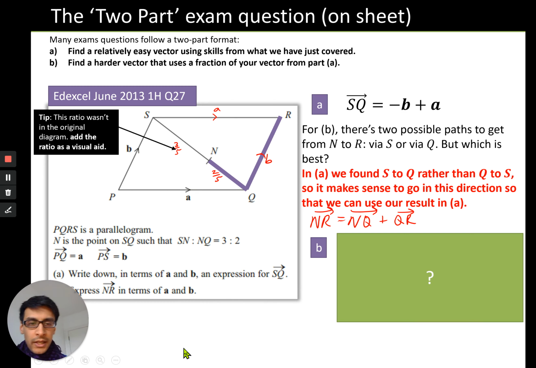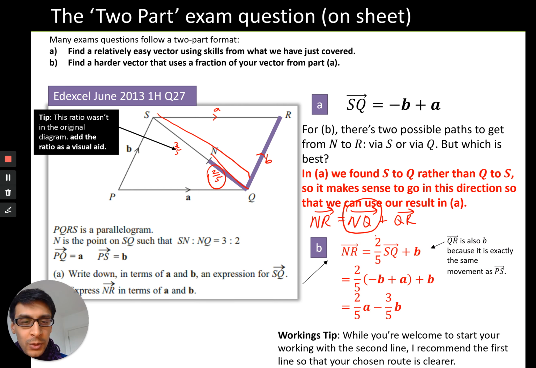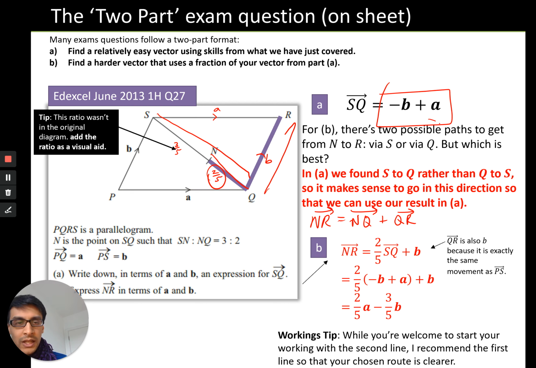I have the working out here, but I just want to show you this small jump, otherwise it's going to be too much of a big jump. So NQ is 2/5 of SQ. Look at how I've written it out here. So NR is equal to 2/5 of SQ plus B, because I know that QR is just B. Then I can replace SQ here with negative B plus A, because we've worked it out in part 1.